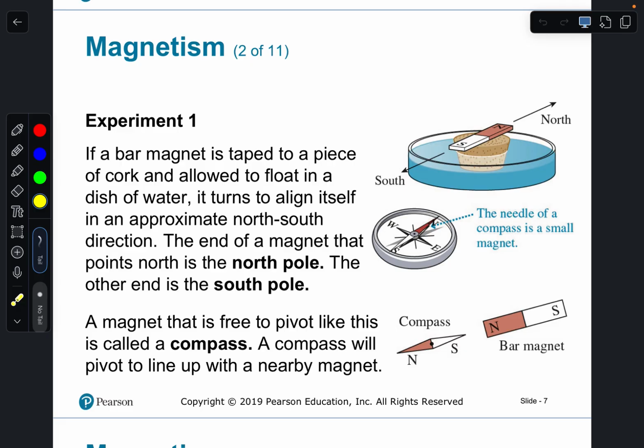So I have a compass right here, I could show you. Okay, so here's our compass needle.